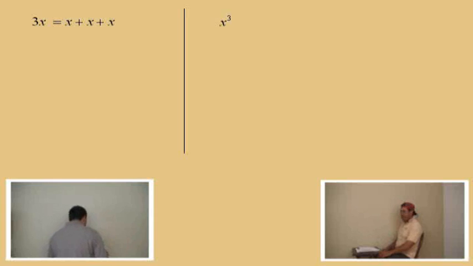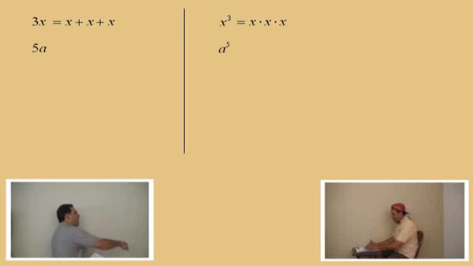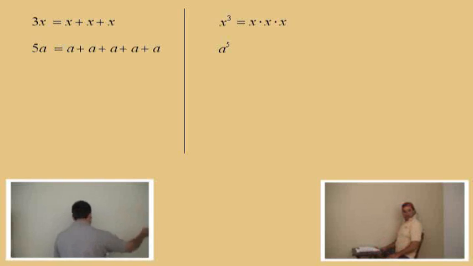Okay, what does x cubed mean? x times x times x. That's right. Very nice, Charlie. Let's go to the next one. What does 5a mean? a plus a plus a plus a plus a. Very nice. And then a to the fifth power? a times a times a times a times a.